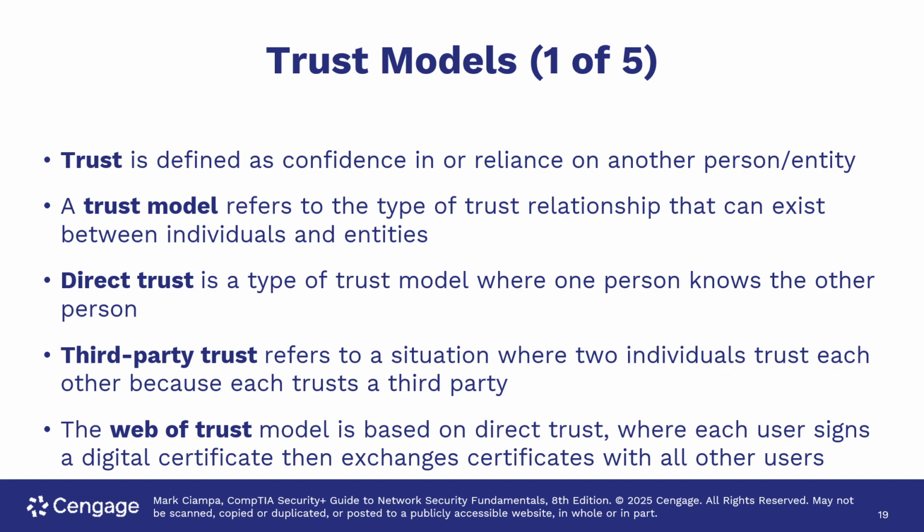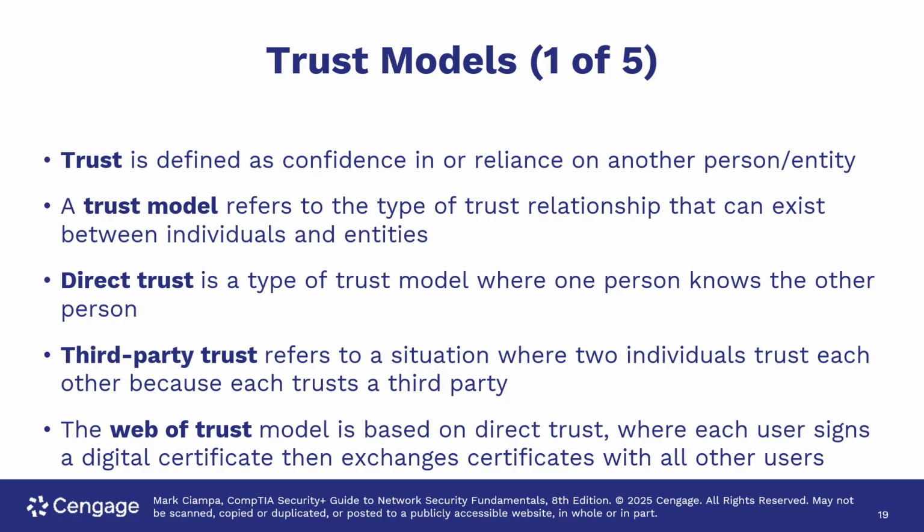So your trust model refers to the type of trust relationship that can exist between individuals and entities. Direct trust is a type of trust model where one person knows the other person. Third-party trust refers to a situation where two individuals trust each other because each trusts a third party. For example, if we use two students from YSU, they each show their YSU ID, and then they can trust each other because they have been verified by that third party, in this case, YSU.